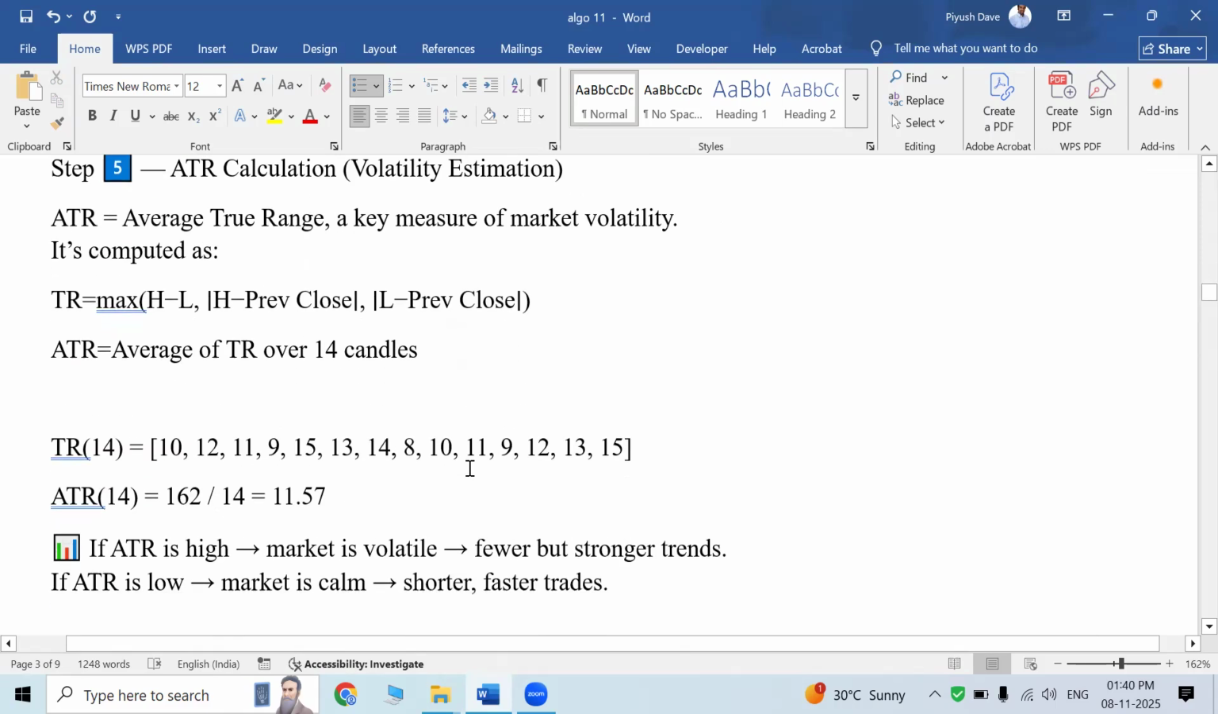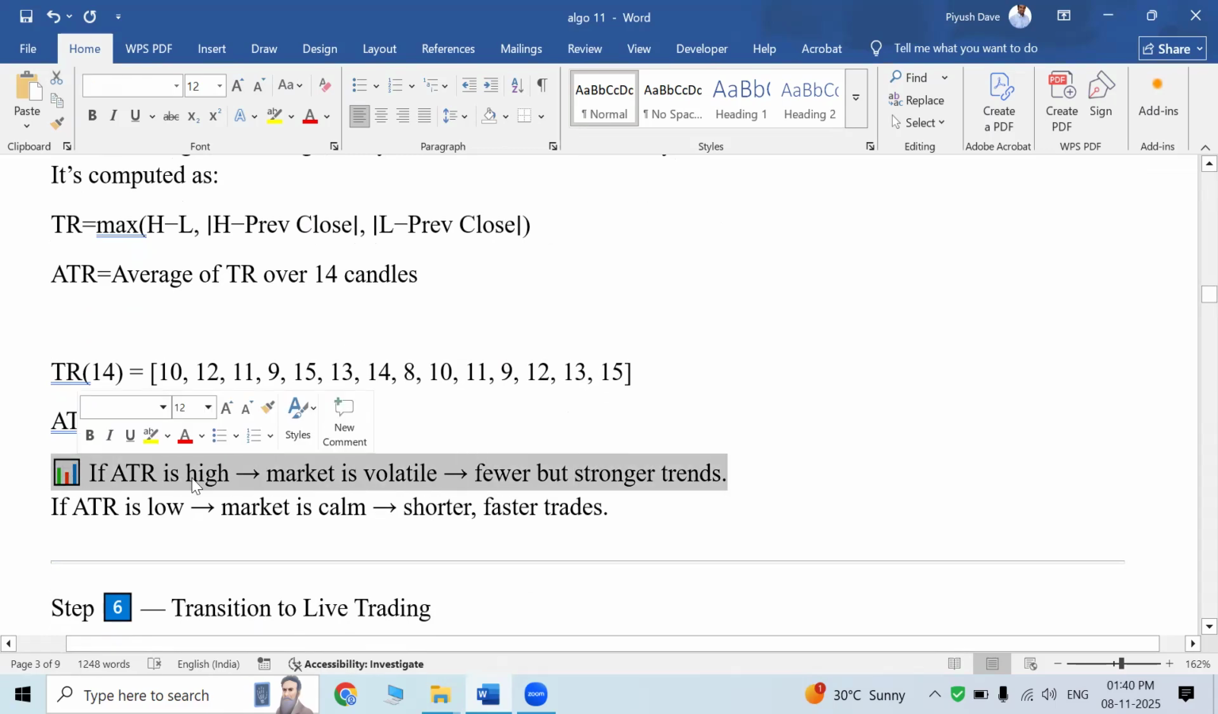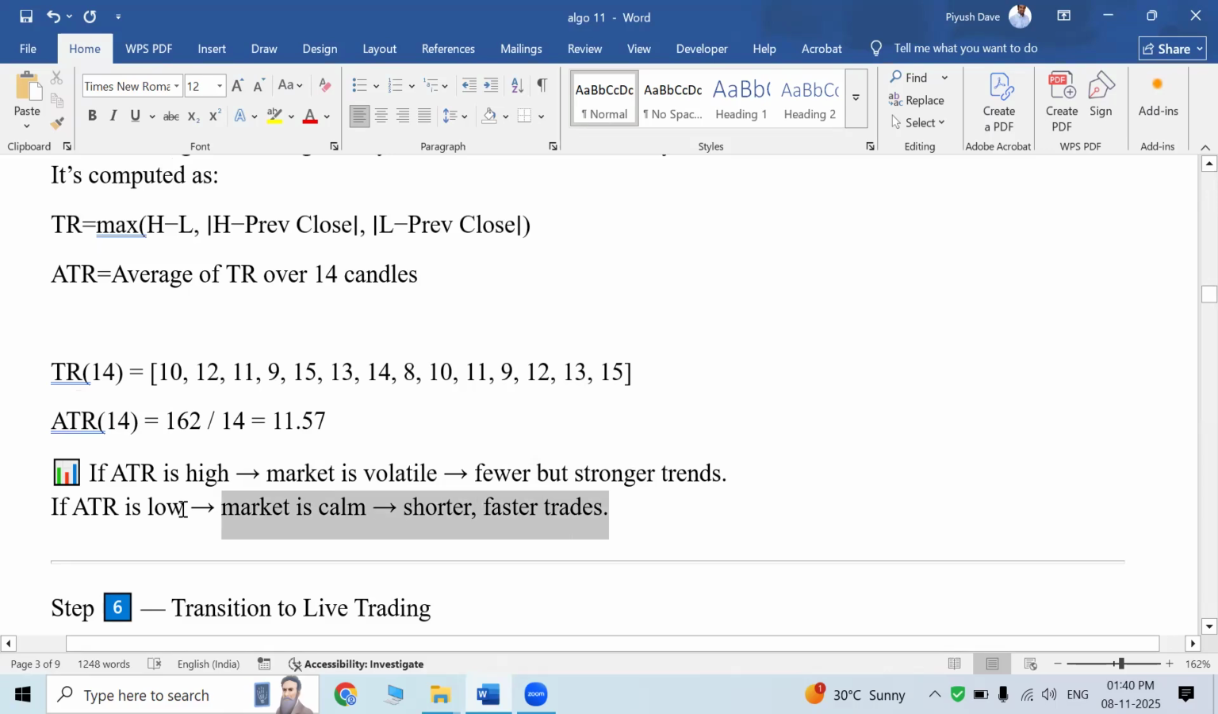Now for the ATR calculation, we are going to take the ATR of 12 cycles, sorry, 14 cycles for this case. So the average will be taken divided by 14. If the ATR, that is the average true range, is very high, then we consider the market volatile and we will wait for a strong trend to happen. If the ATR is very small, the market is very calm, and we will get faster trades.